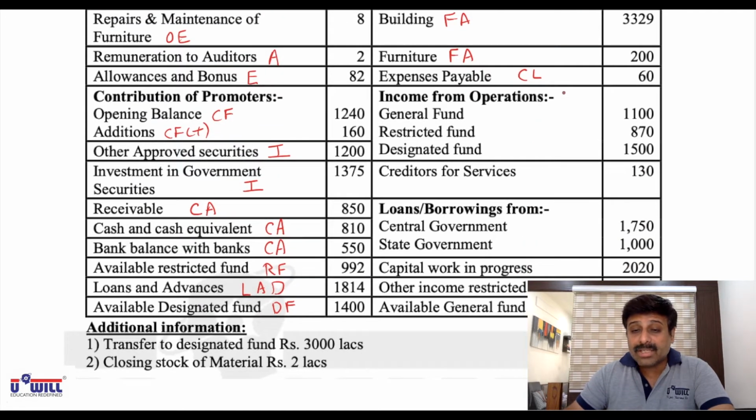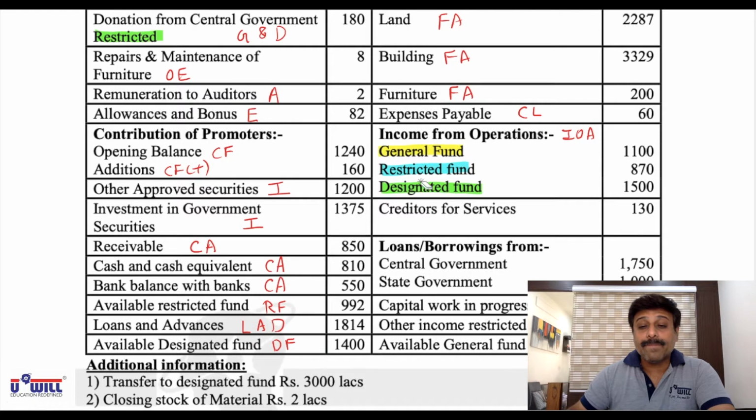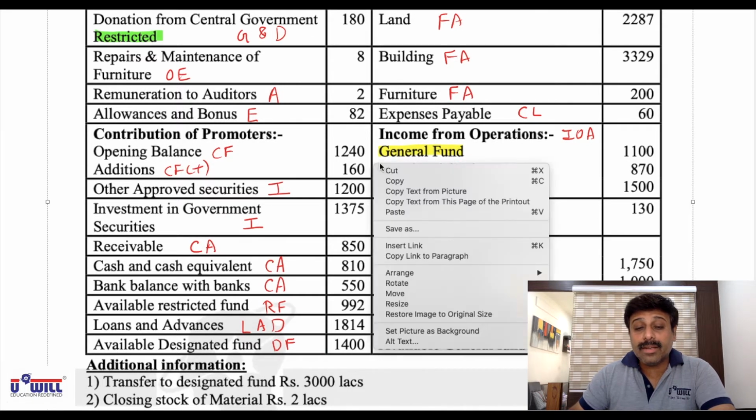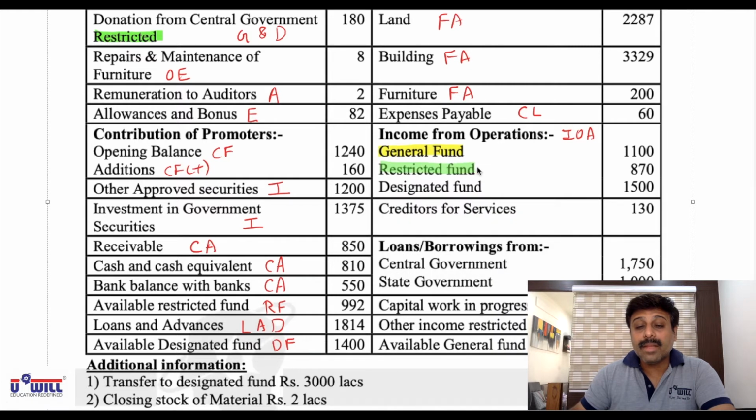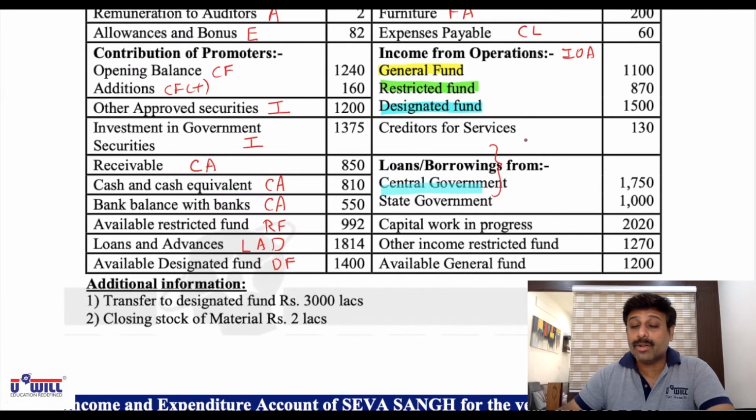Income from operations, IOA. But again, you all can see general fund, restricted fund and designated fund. Whenever they mention this kind of things, restricted fund in green and designated fund we mark in blue. Whenever this kind of information is given, we have to make it in columnar form.